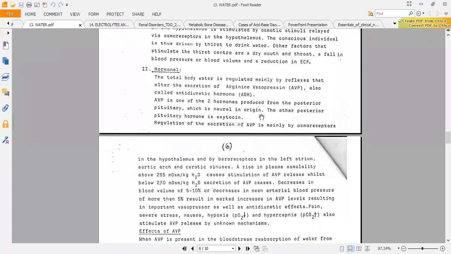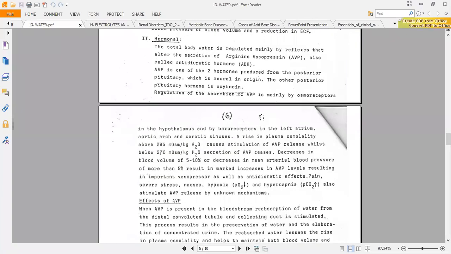Now, I also want you to be aware of the function of AVP, which is arginine vasopressin, which is also ADH. Okay, the same hormone. The name is vasopressin because it causes the vessels to undergo contraction. So it constricts blood vessels. So that's also another function of vasopressin.